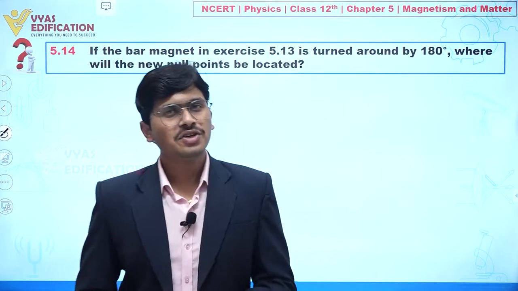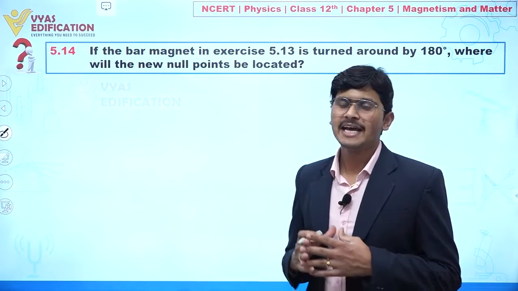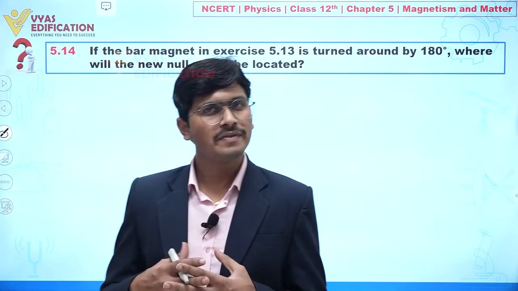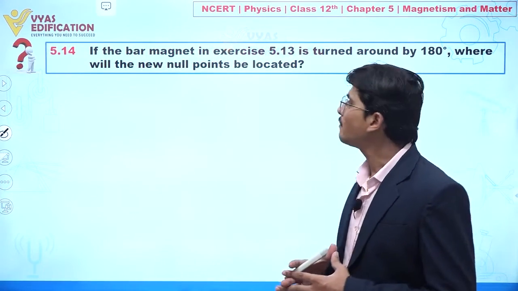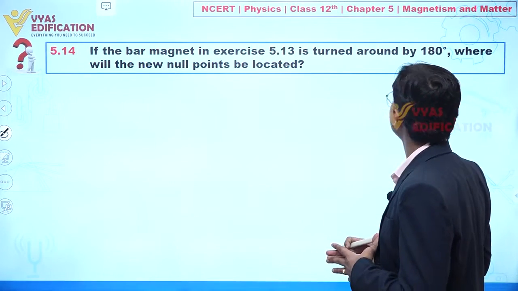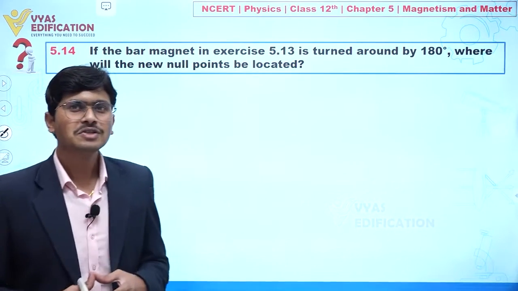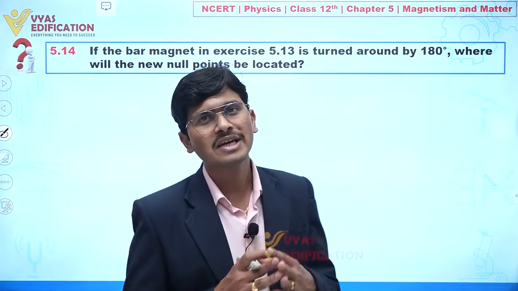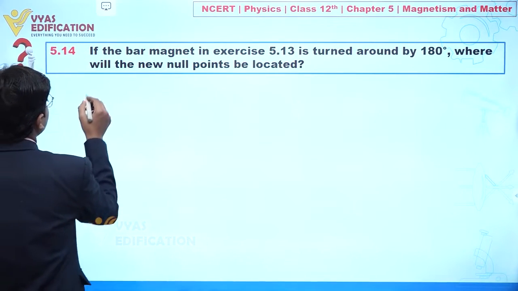Clear? Now dear student, we are going to discuss question number 5.14, and this question is related to the previous question 5.13. In this question it is given, if the bar magnet in exercise 5.13 is turned around by 180 degree, where will the new null point be located? Clear? So now the situation will be more clear to you. Now first let us try to understand the given previous situation.